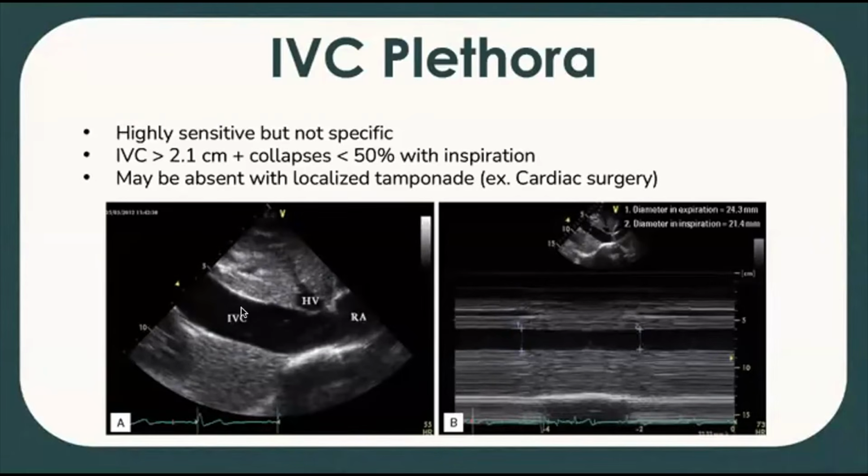Here you can see a very clear IVC dilation, even the hepatic veins look dilated. Then you throw an M mode across, a cross-section of what you're seeing here over time. They have provided the numbers here for you, 21 versus 24, but even visually you can see that there's not much variation across time.